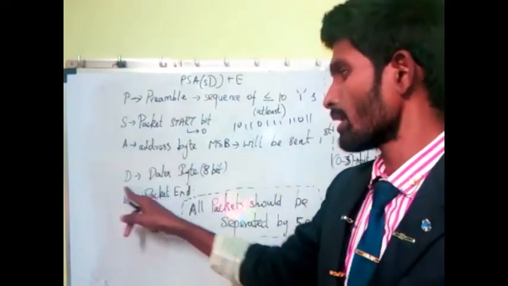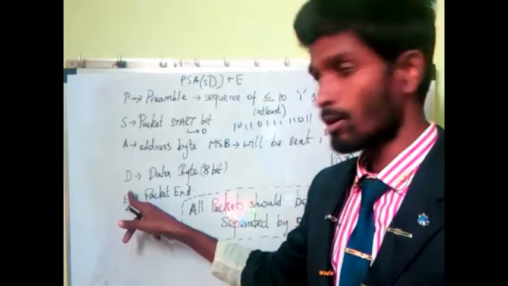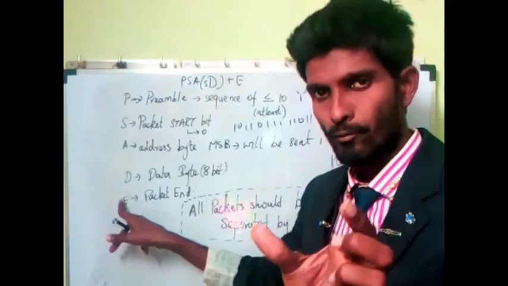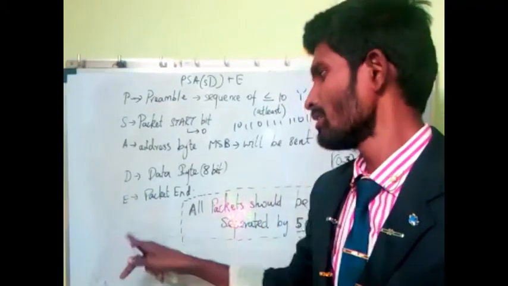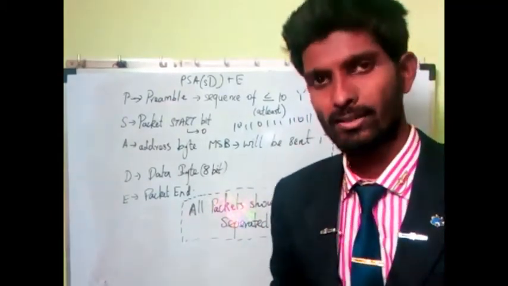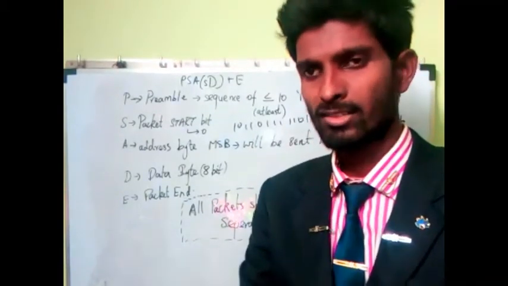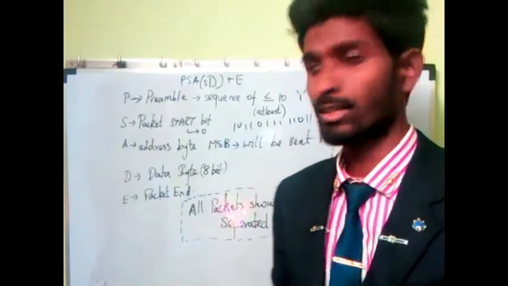So this D will be carrying the data. Suppose I say "I need a cup of coffee", that sentence will be stored in the form of ones and zeros inside this D. Now, what is the end? Inside the packet, whatever data I give, there should be an end. The start bits, a preamble, and then the end. That's very important.